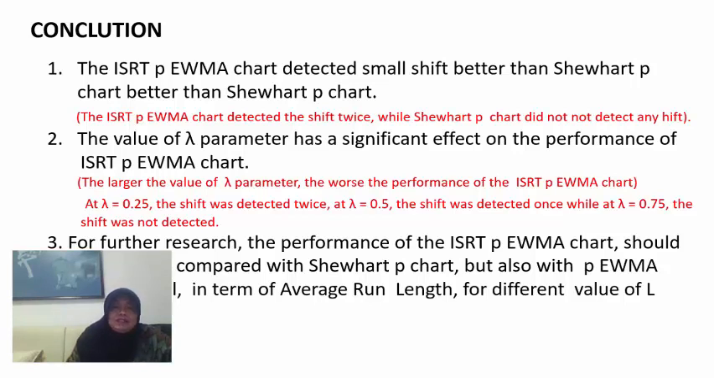The value of the lambda parameter has a significant effect on the performance of the proposed chart. The larger the lambda parameter, the worse the performance of the proposed chart. At lambda 0.25, the shift is detected twice. At lambda 0.5, the shift was detected once, while at lambda 0.75, the shift was not detected.